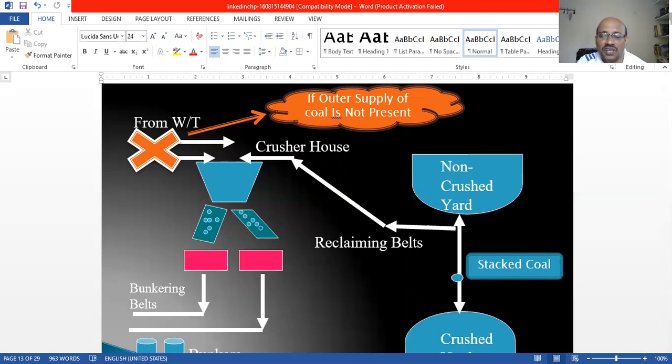Crushed means it goes to the crushed yard, that is, sized coal, while the non-sized coal goes to the non-crushed yard. The remaining stacked coal will either go back to the crusher house and be processed again, and then come out. If there is no outer supply of coal from the coal mines, we take coal from the non-crushed yard, crush it, and keep it. These are the things we maintain in that cycle.